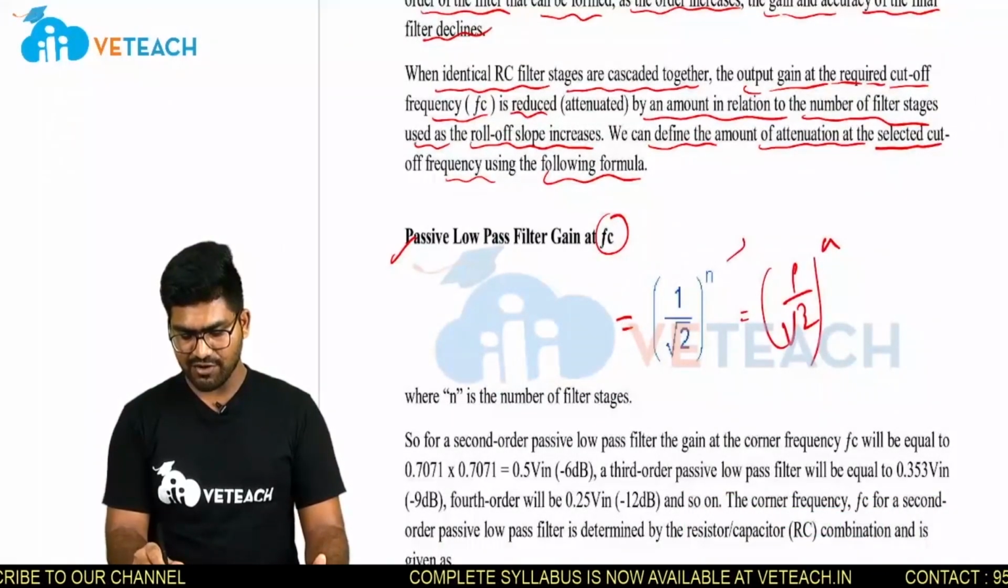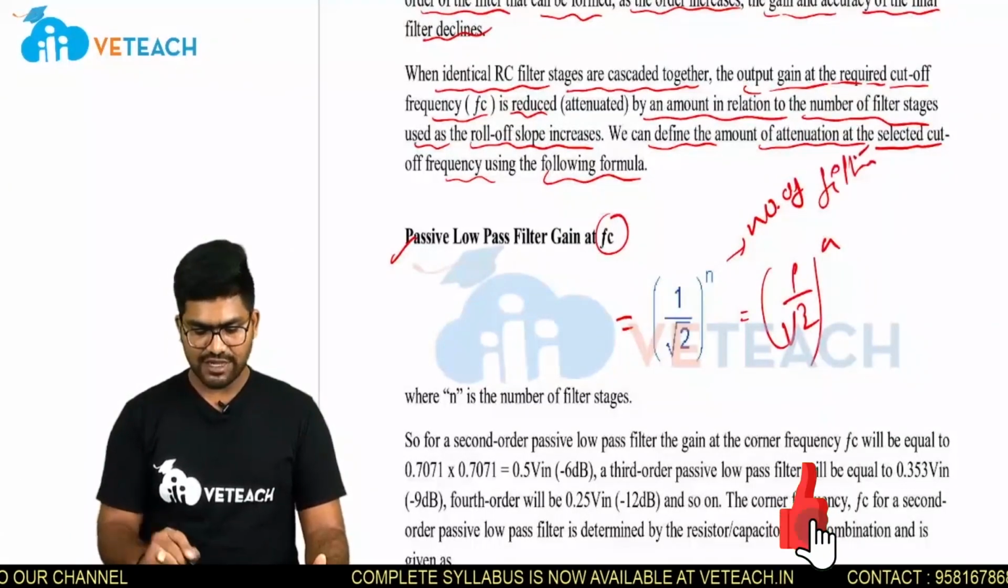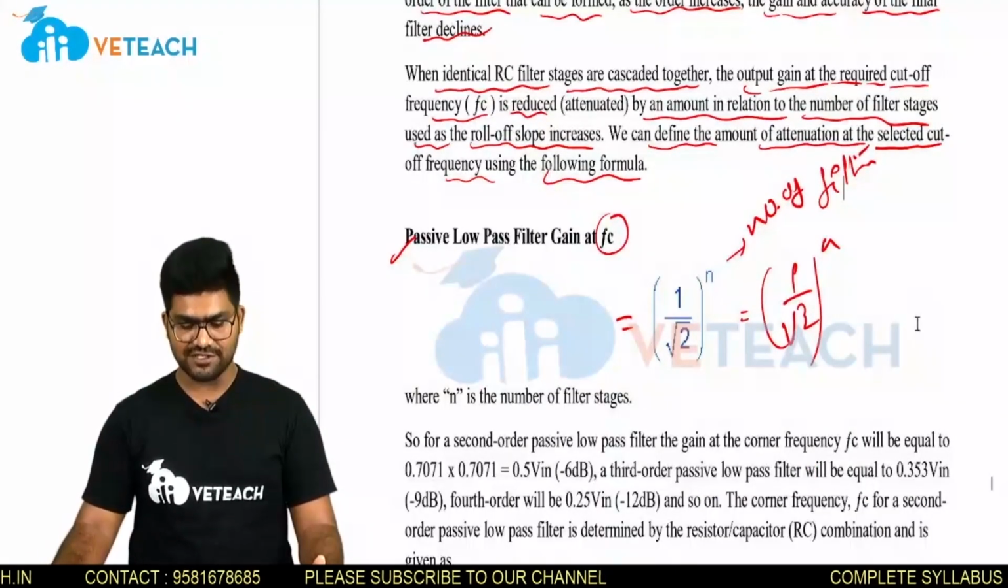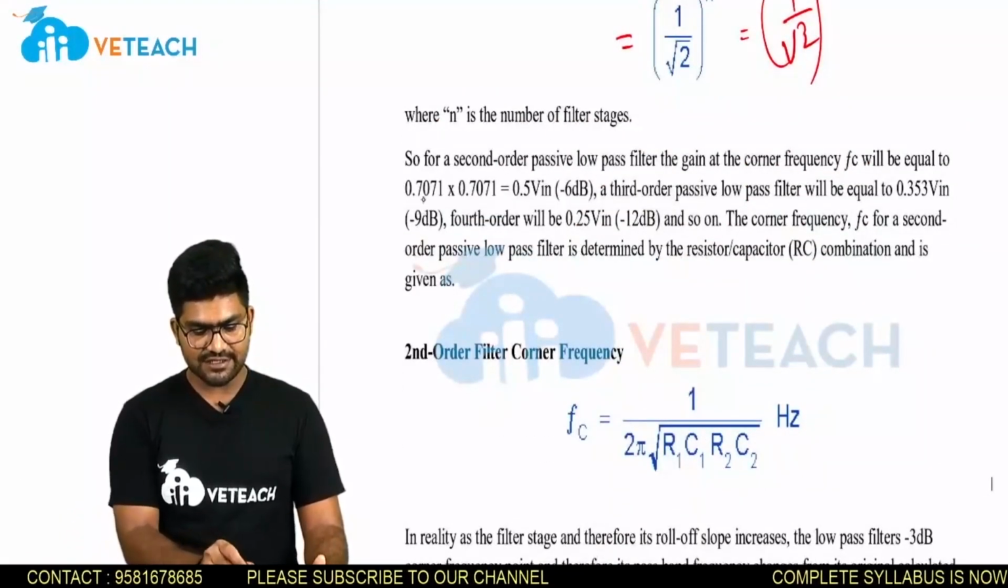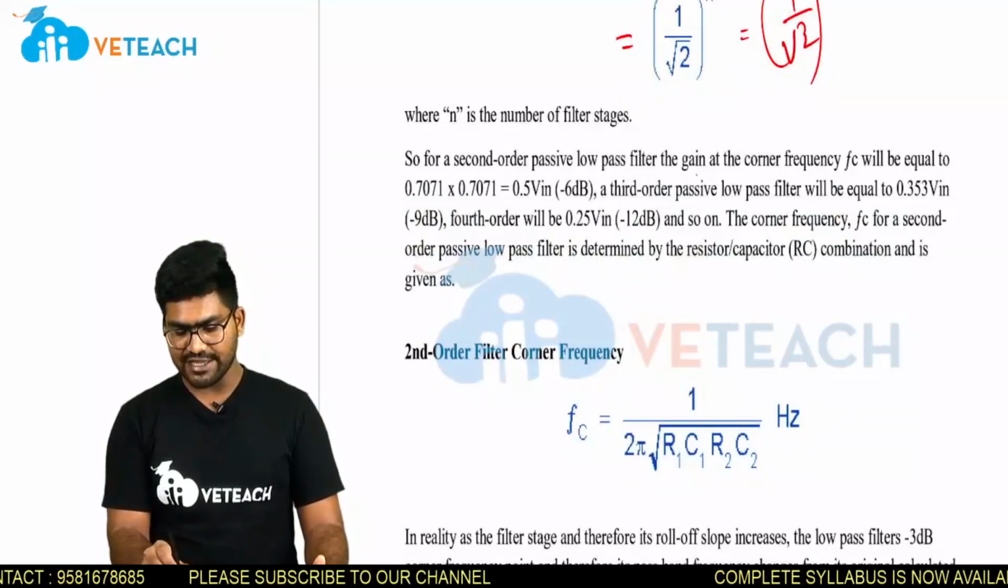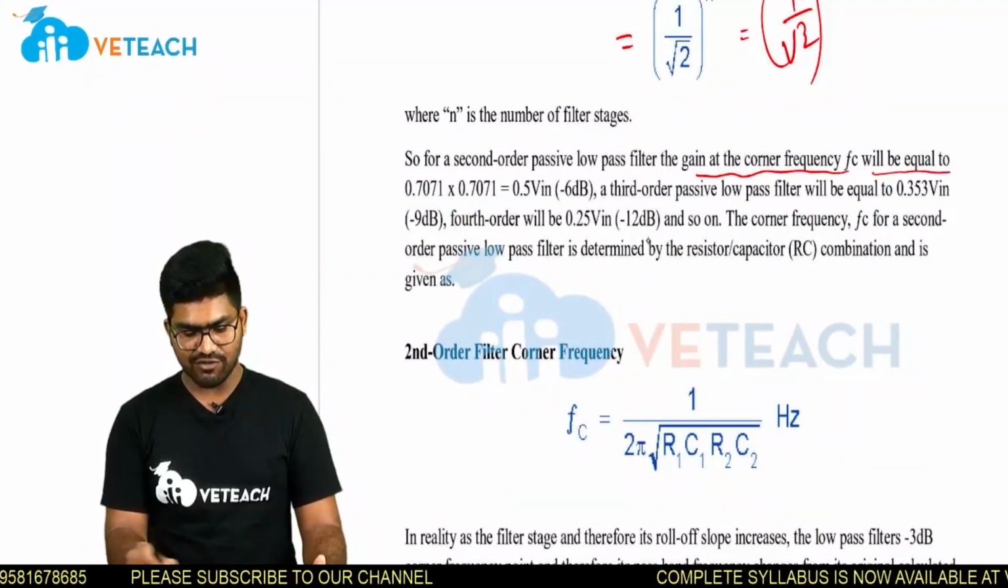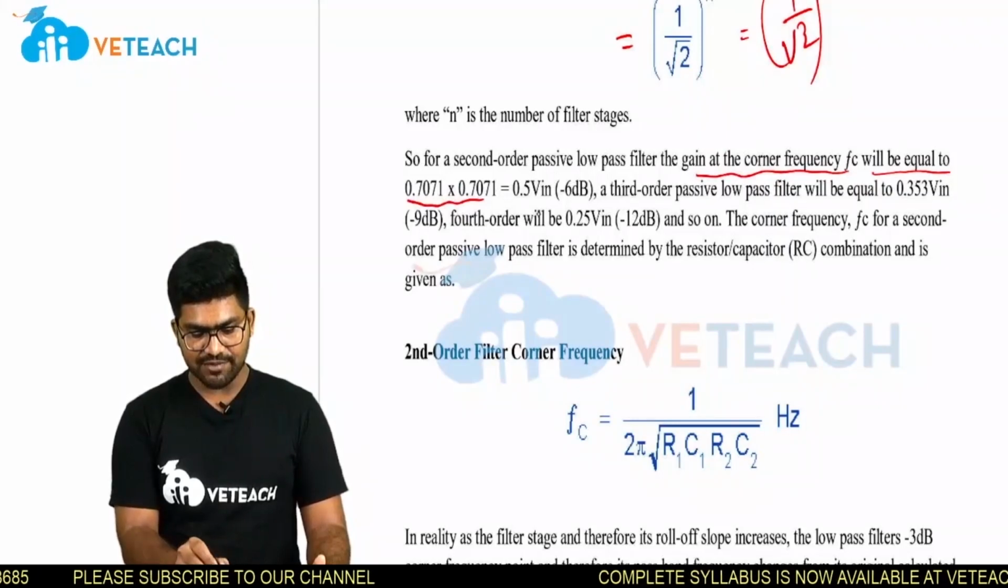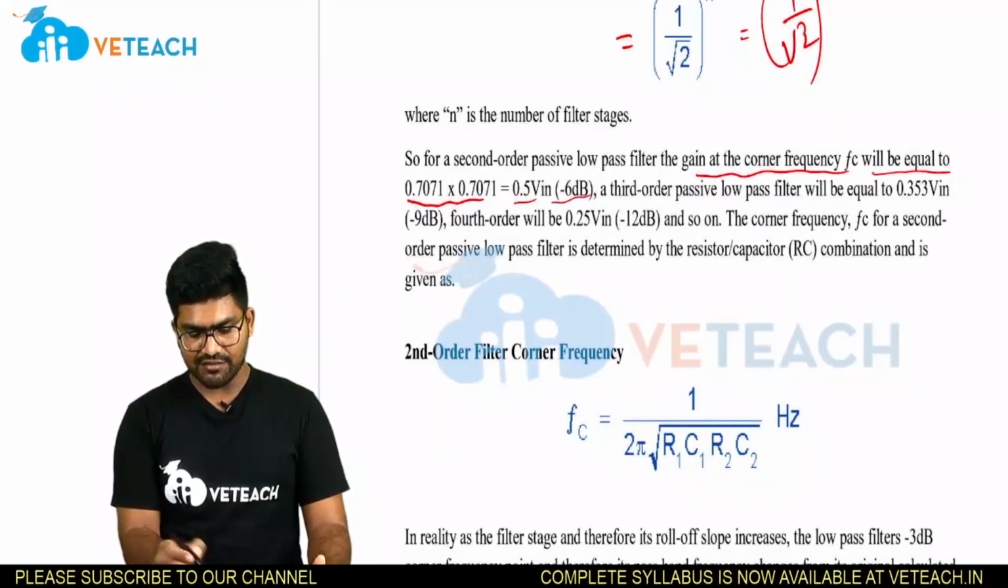Where n is the number of stages, the number of filters. Okay, that is the low pass filter gain at Fc. So where n is the number of filter stages, for a second order passive low pass filter, the gain at corner frequency Fc will be equal to 70% of 70%, which is nothing but 0.5 Vin, minus 6 dB.